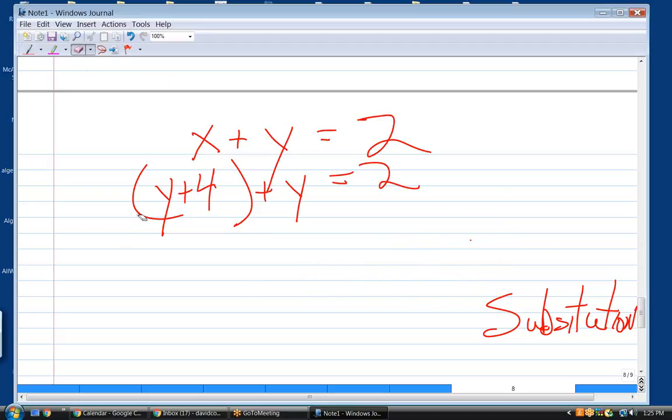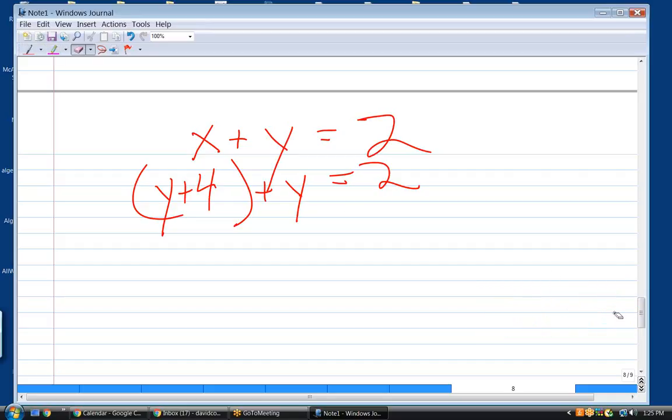Now we have one equation, one variable. We're going to be able to solve for this. Very important to understand that once you get it down to one variable and one equation, you can always solve for it. Let's solve for y. Remember the first step? Always eliminate parentheses and denominators.